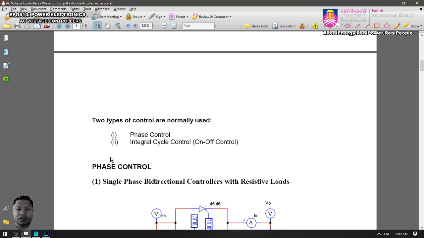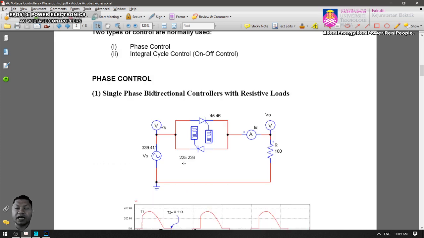Right, so we're going to focus on the first one, which is the phase control, and we're going to analyze it with resistive loads, and then the second one, we're going to continue with the inductive load, which is R plus L.